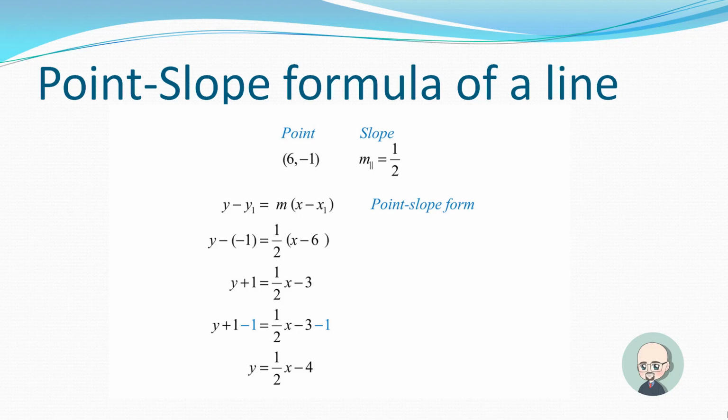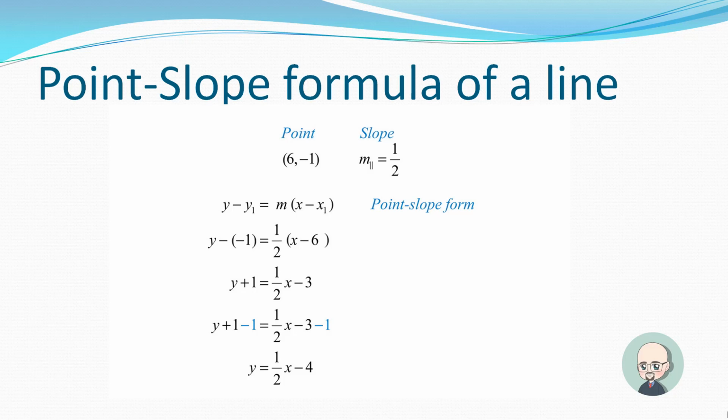Okay, so here's point and slope, where the point is 6, negative 1, slope equals 1/2. y minus y1 equals m times x minus x1. y minus negative 1 equals 1/2 times x minus 6. y plus 1 equals 1/2 x minus 3. y plus 1 minus 1 equals 1/2 x minus 3 minus 1. y equals 1/2 x minus 4. Remember, we want to have the standard equation of a line when we finish. So that's the point-slope formula of a line.